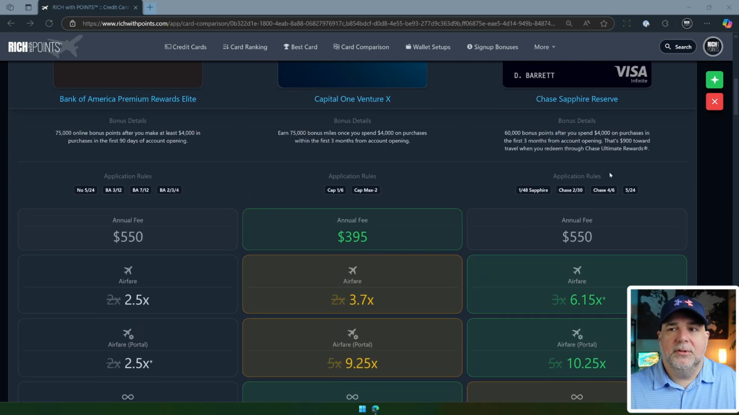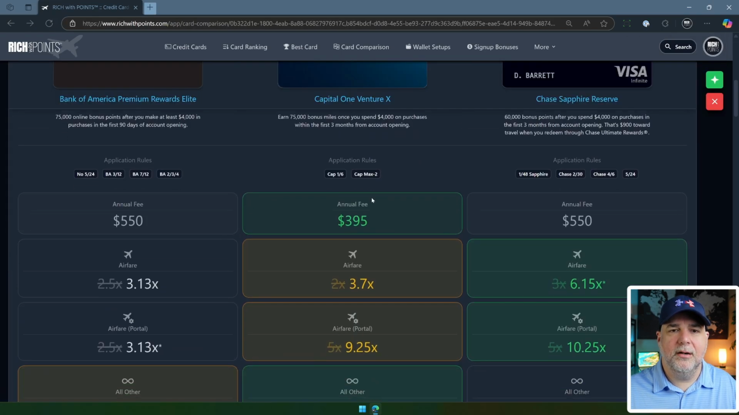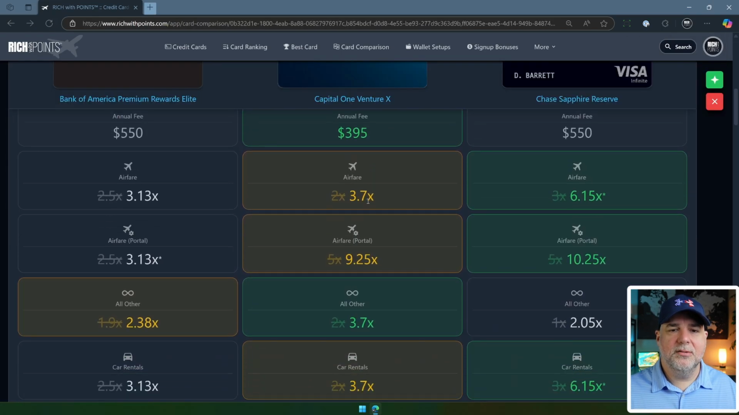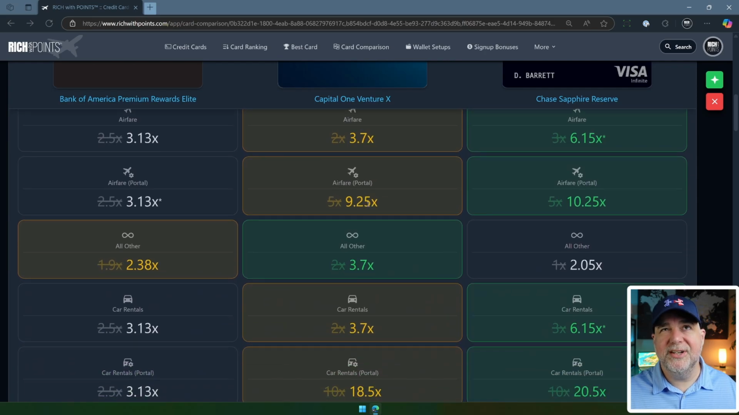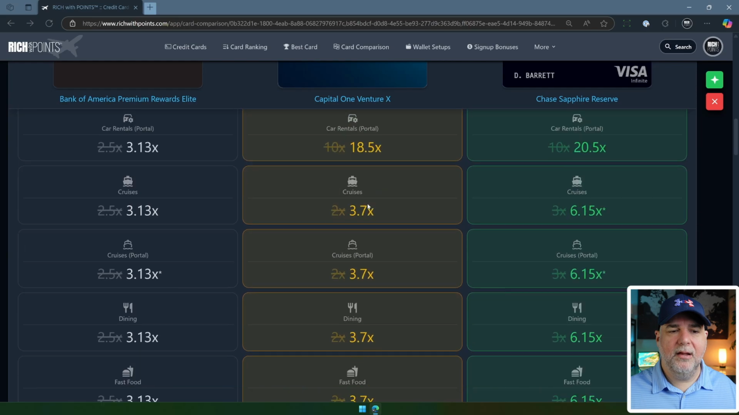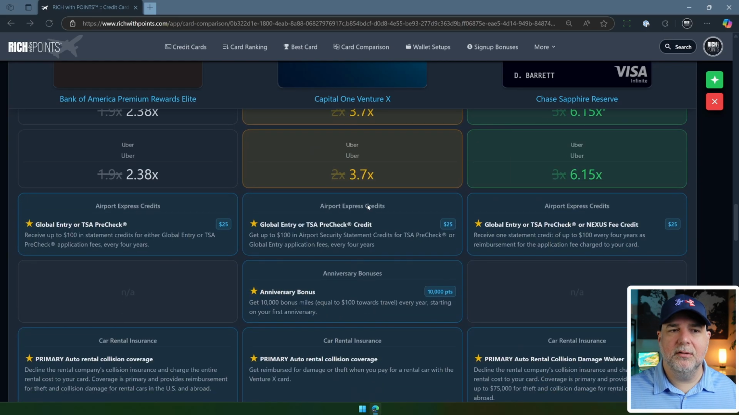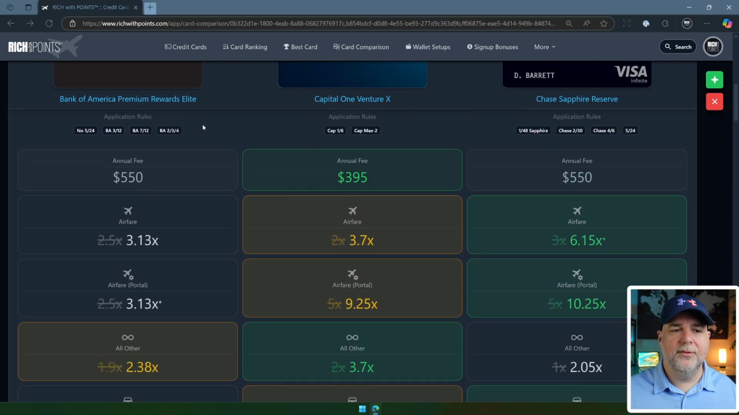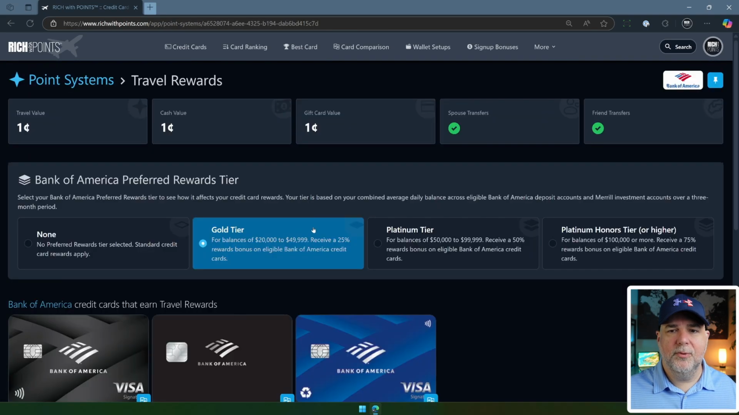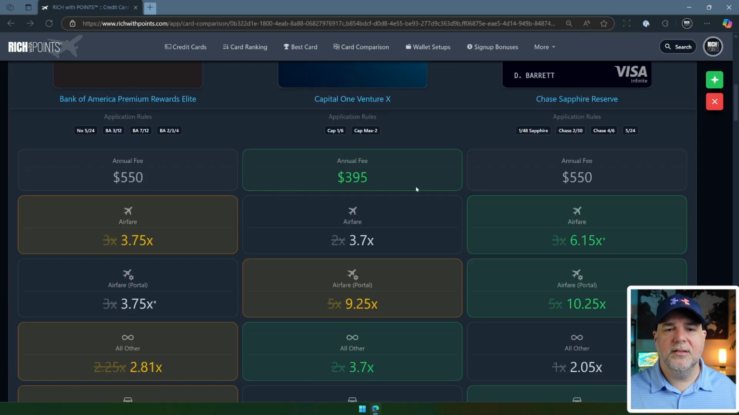Now, let's change this to a different tier. So we'll come over here, hit the gold tier, and then come back to that comparison. So now we're on the gold tier. We had 20 to 50,000 in a bank account. We're still not doing anything of merit there. So come over here, let's go to the platinum tier. So now we need 50,000 to 99,000, and come back to the comparison.